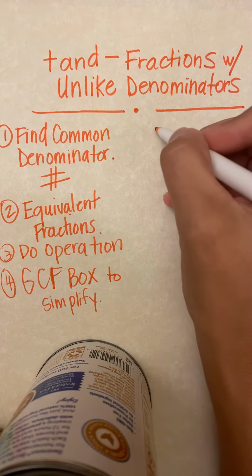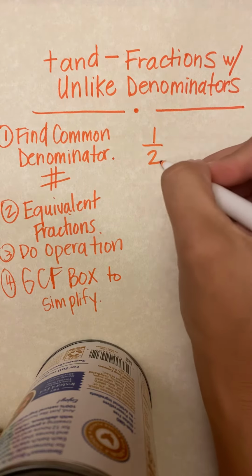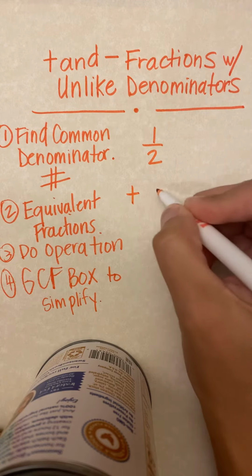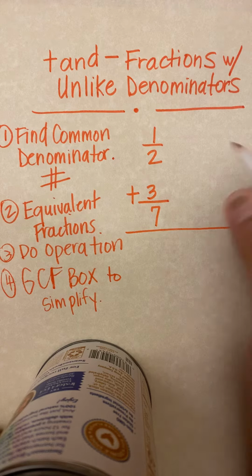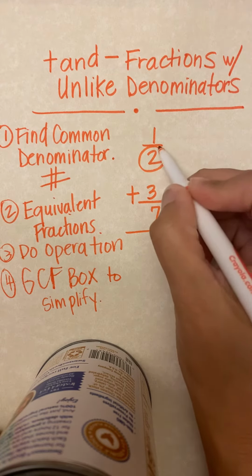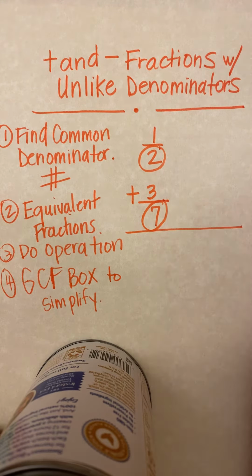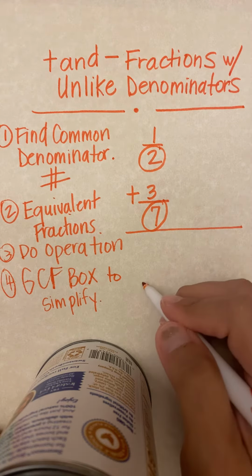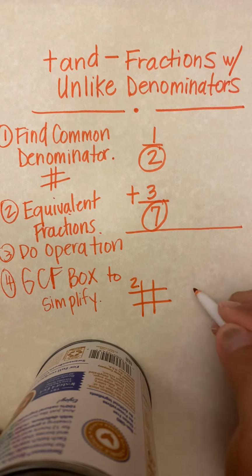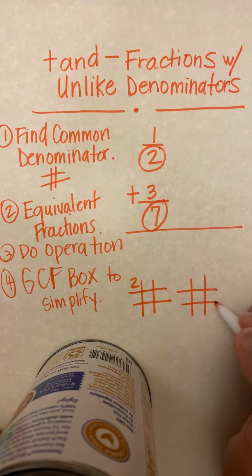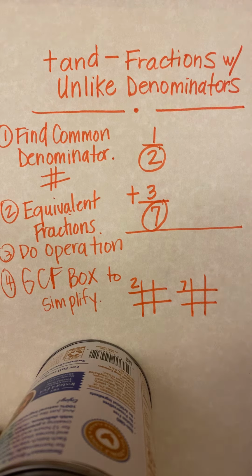So if I have 1/2 plus 3/7, notice my denominators are 2 and 7. Those numbers are not the same. So I'm going to make a tic-tac-toe of 2 and 7. And remember, I'm looking for the smallest number they have in common without going over.